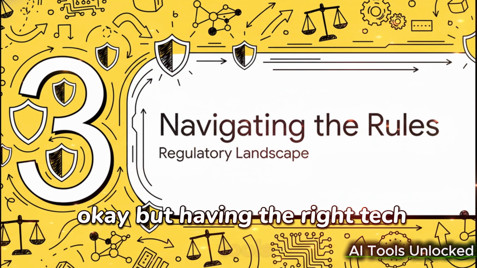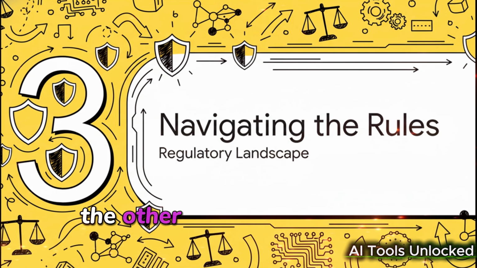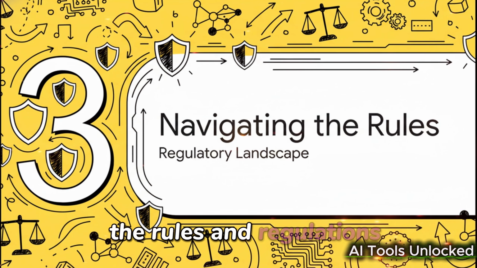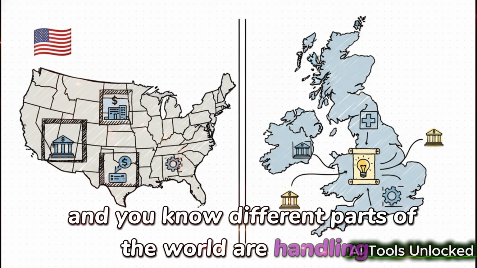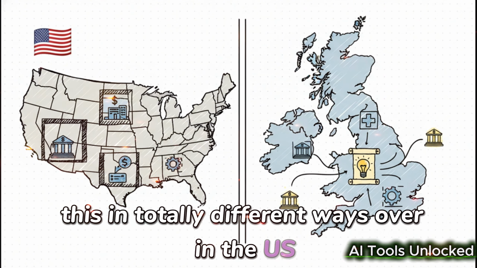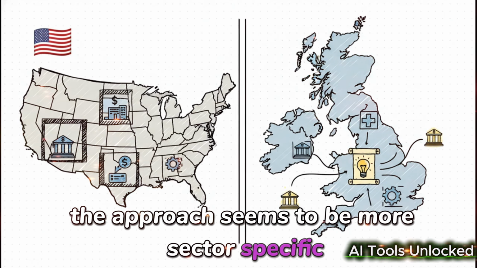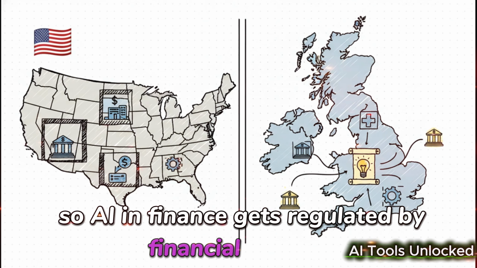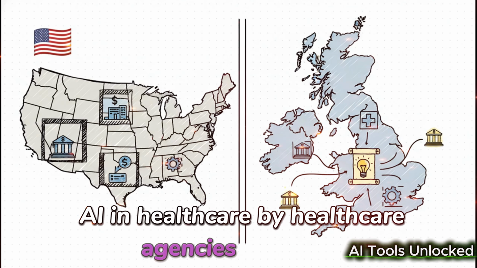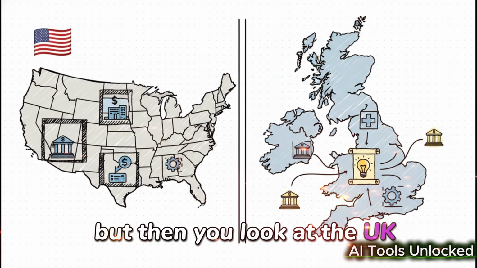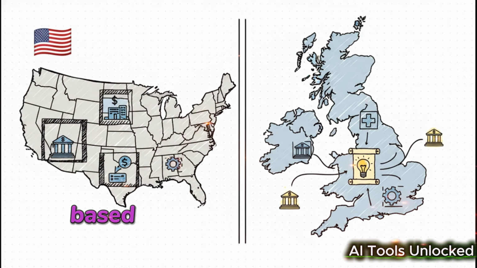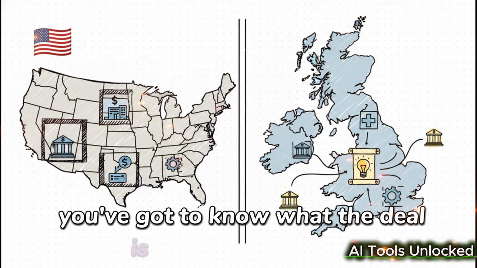Okay, but having the right tech tools is really only one piece of the puzzle. The other massive piece is the legal stuff, the rules and regulations that are changing like every single day. Understanding these rules of the road is absolutely key if you want to build AI that's both compliant and trustworthy. And you know, different parts of the world are handling this in totally different ways. Over in the US, the approach seems to be more sector-specific. So AI in finance gets regulated by financial agencies, AI in healthcare by healthcare agencies, and so on. But then you look at the UK, and they're going for a more flexible, principles-based approach that's all about context and innovation. The bottom line is, you've got to know what the deal is where you operate.